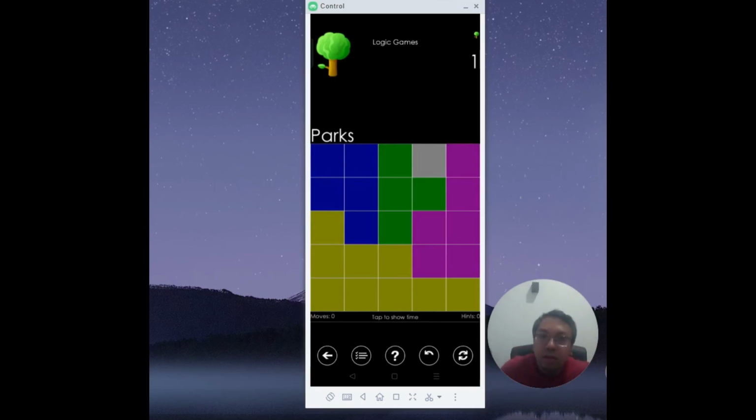Yeah, hello everyone. Today I would like to play some logic games on my phone. It is very interesting. The first game we will play is Parks. The game's name is Parks. Let's see the rules before starting to play.